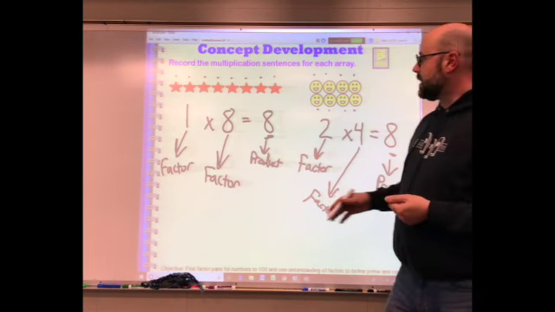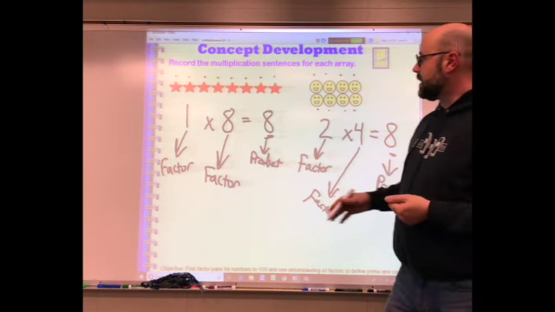Okay, record the multiplication sentences for each array. Over here we've got 1, 2, 3, 4, 5, 6, 7, 8, 9, 10, 11, 12, 13, 14, 15, 16, 17, 18 circles. Well, we have one row times how many circles? 18. Gives us a grand total of 18 circles. Factor. Say it with me. Factor. Factor. Product.